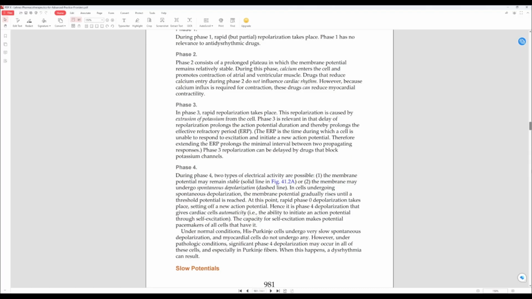Phase 3. In phase 3, rapid repolarization takes place. This repolarization is caused by extrusion of potassium from the cell. Phase 3 is relevant in that delay of repolarization prolongs the action potential and thereby prolongs the effective refractory period. Phase 3 repolarization can be delayed by drugs that block potassium channels.